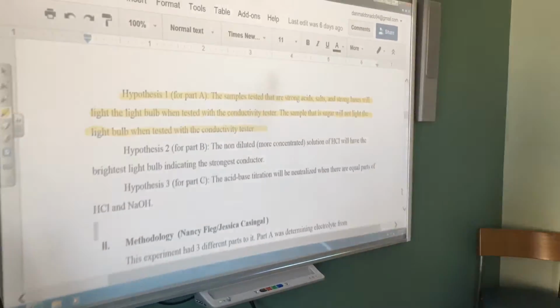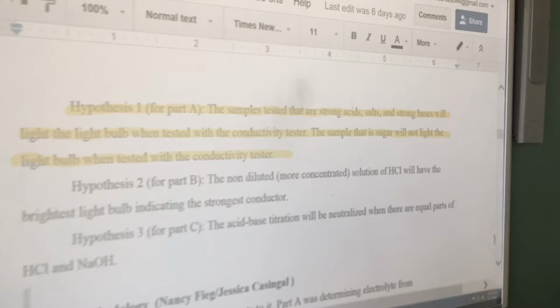Hypothesis 1 for Part A describes the samples being tested. Strong acids, salts, and strong bases will light the light bulb with the conductivity tester. The sample that is sugar will not light the light bulb when tested with the conductivity tester.